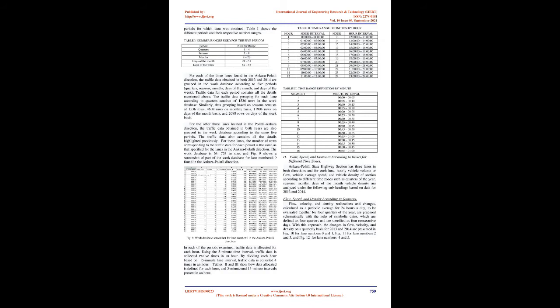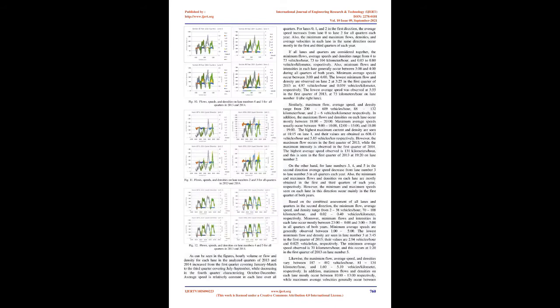Flow, speed, and density according to seasons. The holistic schematic representations prepared and explained above for the quarters are prepared similarly for the seasons and presented in Fig 13 for lane numbers 0 and 1, Fig 14 for lane numbers 2 and 3, and Fig 15 for lane numbers 4 and 5. Each year, the flow and density on each lane increase from the first to the second season and decrease from the second to the last season. Average speed is relatively constant on every lane in all seasons.